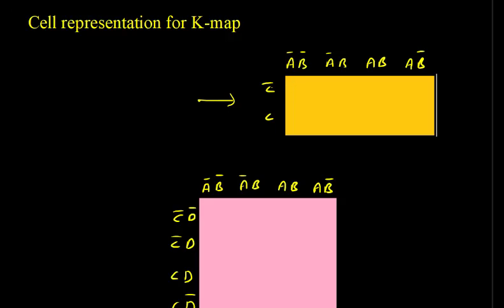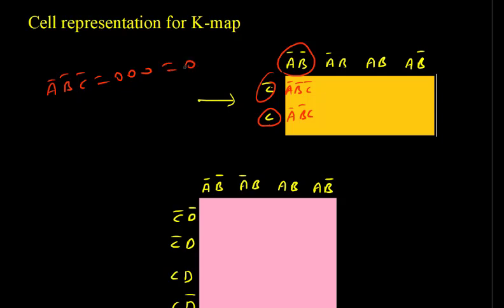This first one is actually A bar, B bar, C bar. A bar, B bar and C bar comes at this point. And here we have A bar, B bar and C. So this is C and this is A bar, B bar. So A bar, B bar, C bar is 0 0 0, all in the complemented form, which means 0. And this second one is actually A bar, B bar, C. So this is 0 0 1, which is 1, and so on.